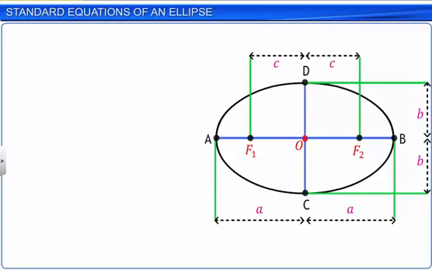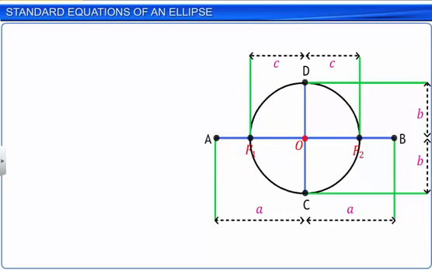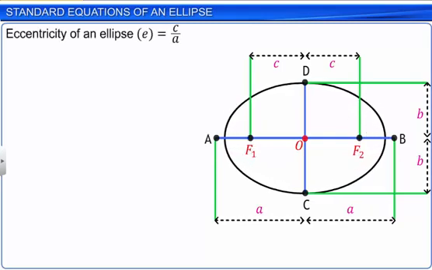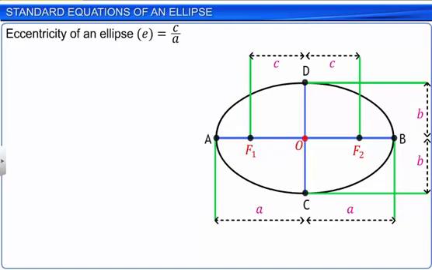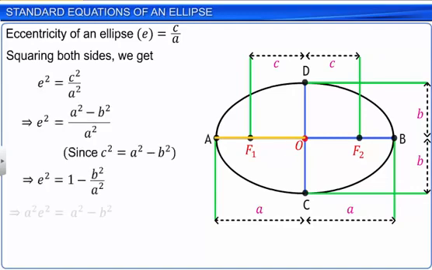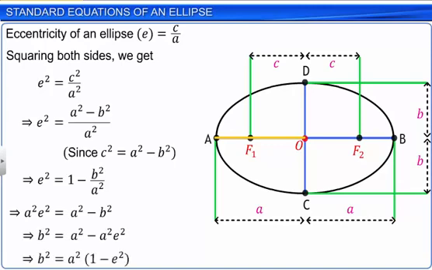Eccentricity is another important concept associated with all conic sections. It is a measure of the deviation of a conic section from being a circle. The eccentricity of an ellipse is denoted by e and is equal to the ratio of the distance of a focus from the center to the length of the semi-major axis of the ellipse. Squaring both the sides of the formula for eccentricity and simplifying, we get b squared is equal to a squared into 1 minus e squared. Remember this formula as it comes in handy in solving many problems.